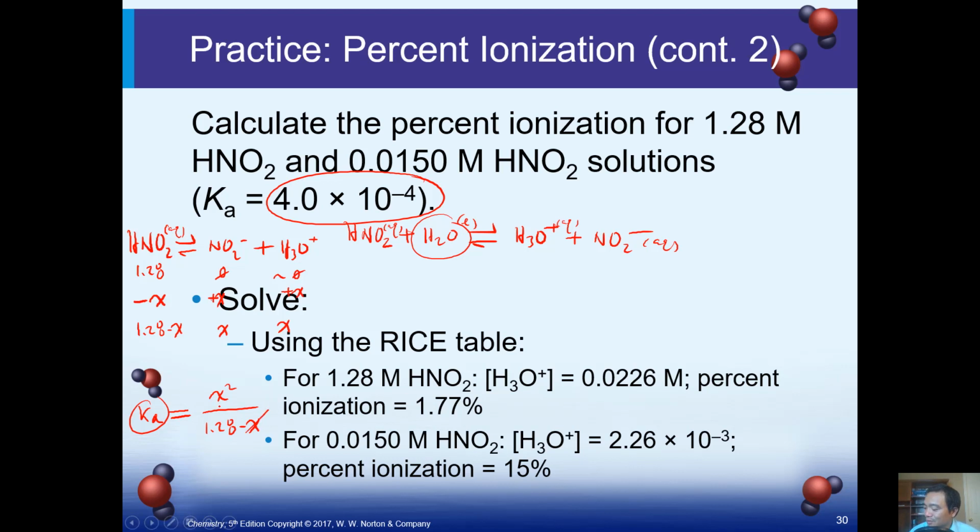So you can do the calculation again the same way. x will be the square root of 1.28 times Ka. Then the percent ionization is x divided by the initial concentration 1.28 times 100%. So that's how you can do the calculation.